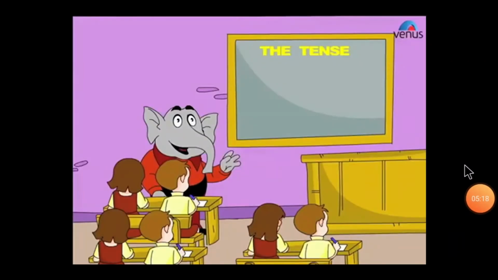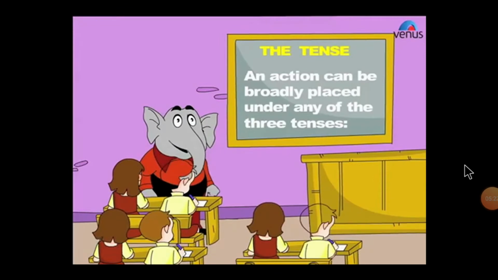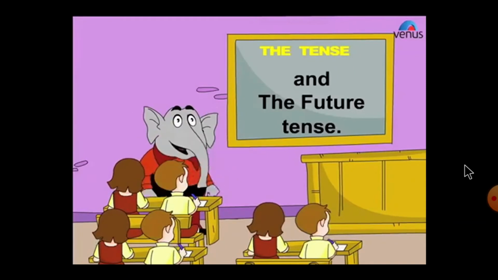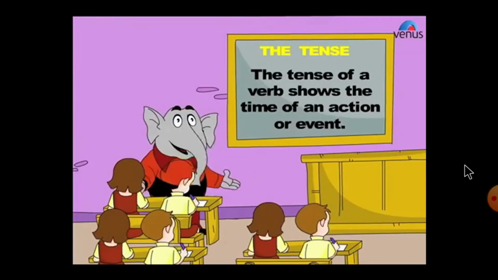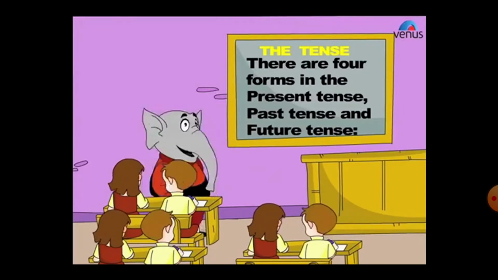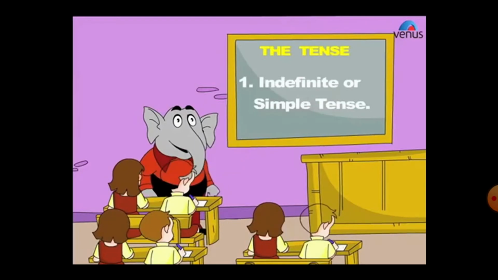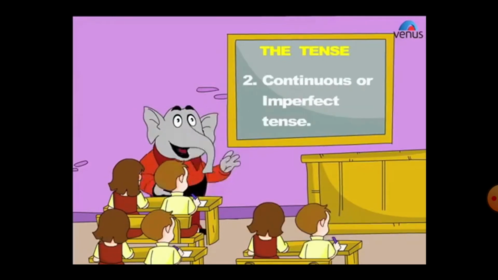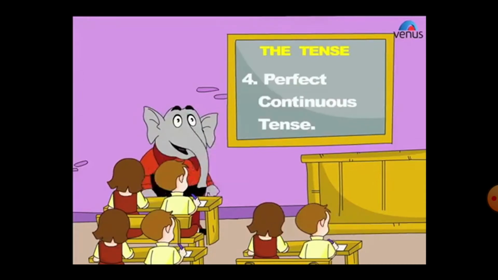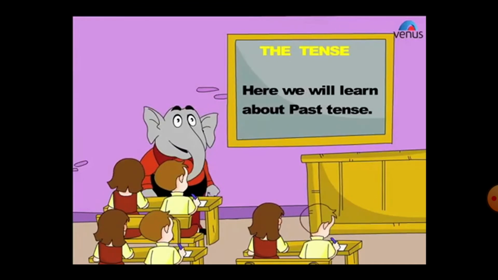The tense. An action can be broadly placed under any of the three tenses: the present tense, the past tense, and the future tense. The tense of a verb shows the time of an action or event. There are four forms in the present tense, past tense, and future tense: indefinite or simple tense, continuous or imperfect tense, perfect tense, perfect continuous tense. Here we will learn about past tense.